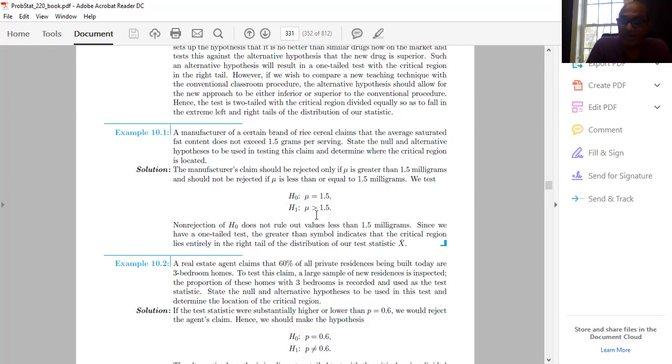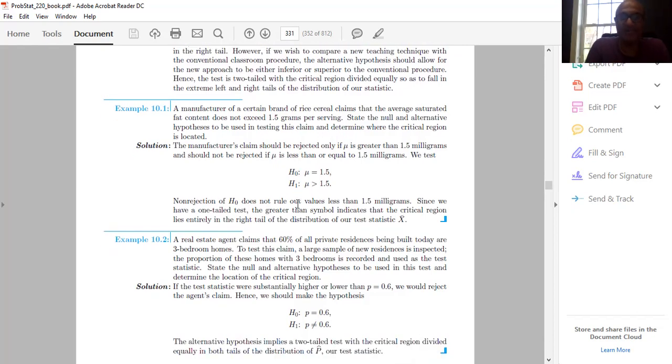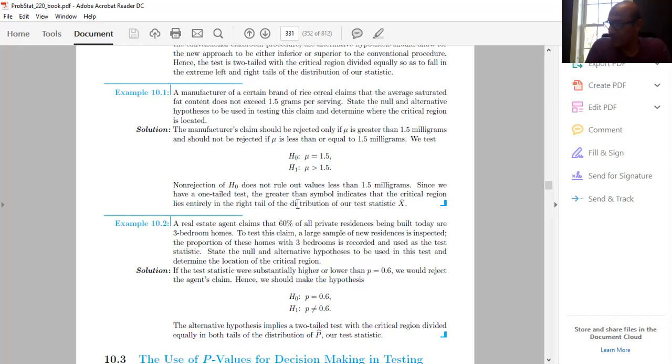See, non-rejection of H0. You are not rejecting H0. Non-rejection of H0 does not rule out values less than 1.5. Right? Since we have a one-tail test here, the greater than symbol indicates that the critical region lies entirely in the right tail of the distribution of our test statistic X bar. Test statistic X bar. Let's go for the second example.